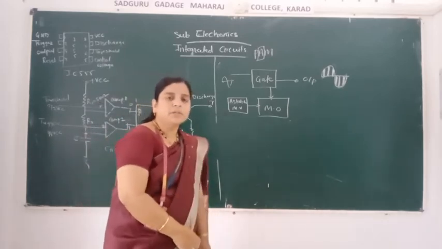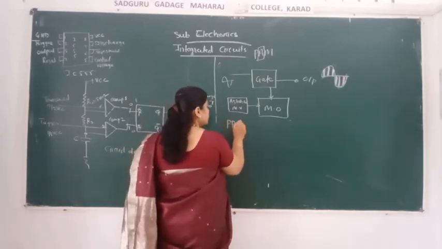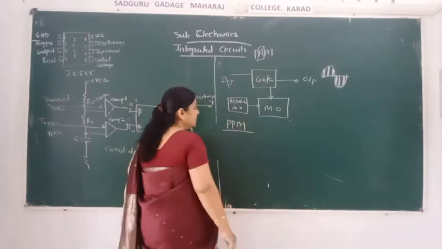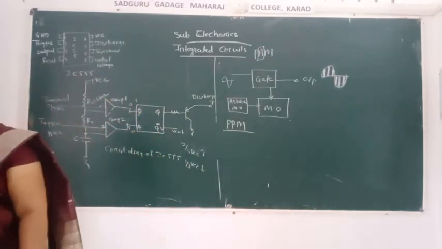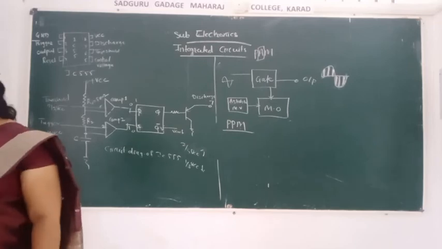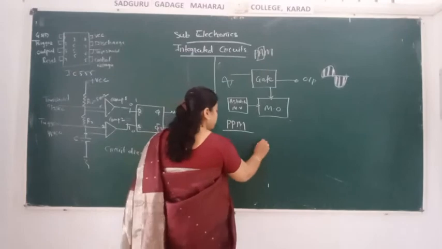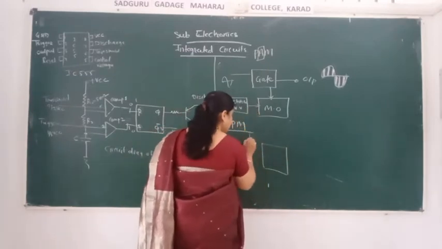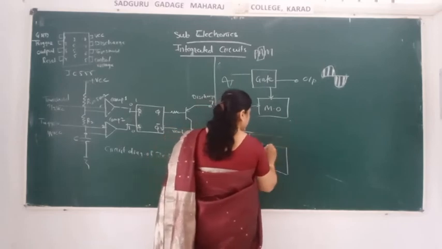The height of the signal will be changed, while width and time will be constant in pulse amplitude modulation. The next signal that we have seen is pulse position modulation. In pulse position modulation, a monostable multivibrator is used and an astable multivibrator is used. We know the diagram for the astable multivibrator.